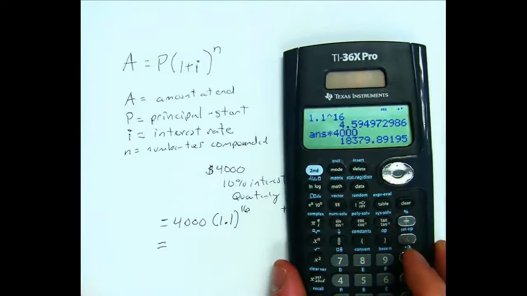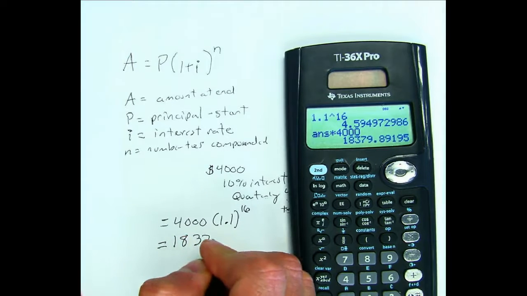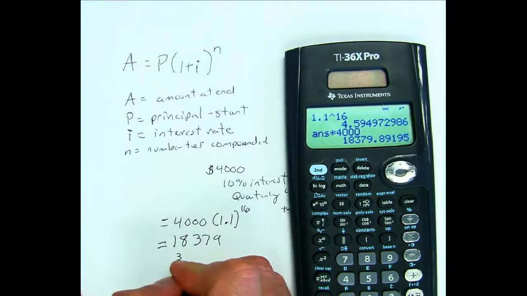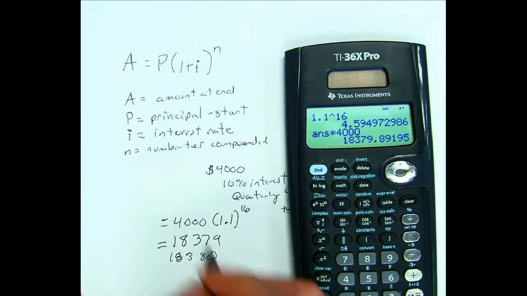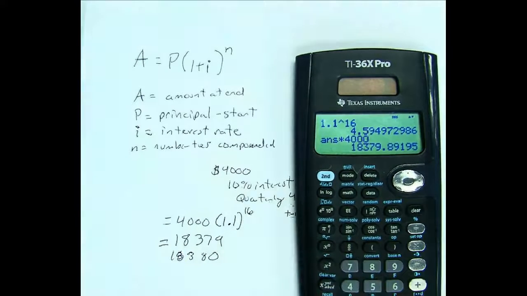And then there's our answer of 18,379. And if you wanted to round it, I have no problem. 18,380. So if you want to, you can round your answers up above. So hopefully that makes sense, guys. Don't forget that formula.